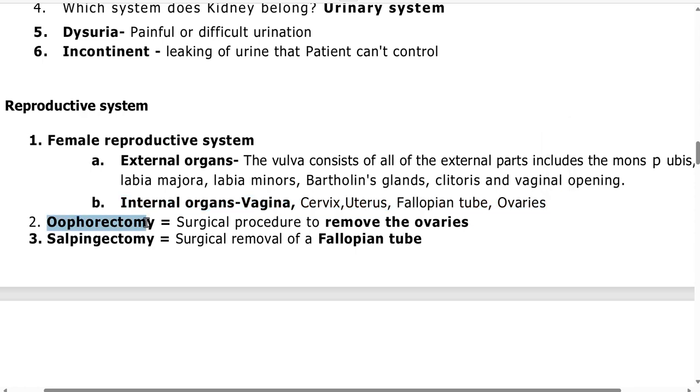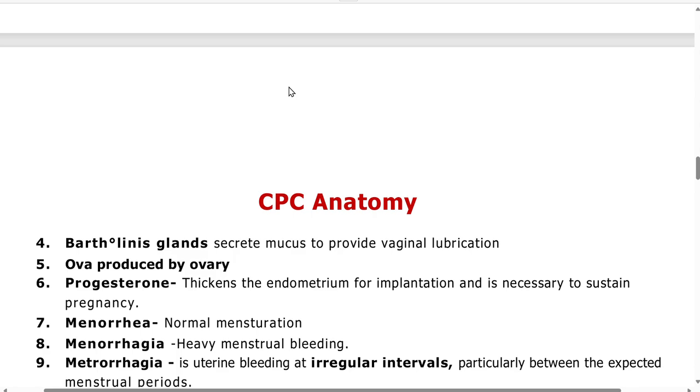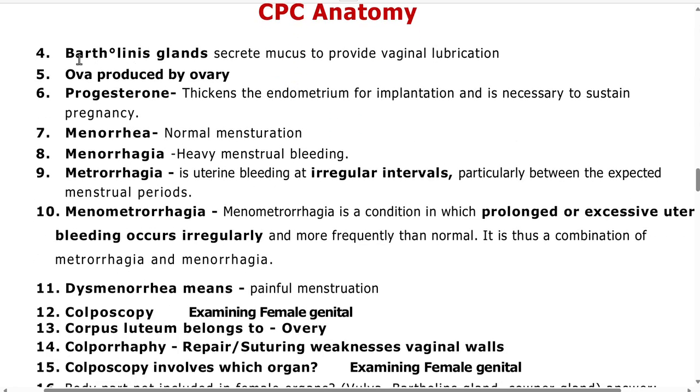2. Oophorectomy equals surgical procedure to remove the ovaries. 3. Salpingectomy equals surgical removal of a fallopian tube. 4. Bartholin's glands secrete mucus to provide vaginal lubrication. 5. Ova produced by ovary.